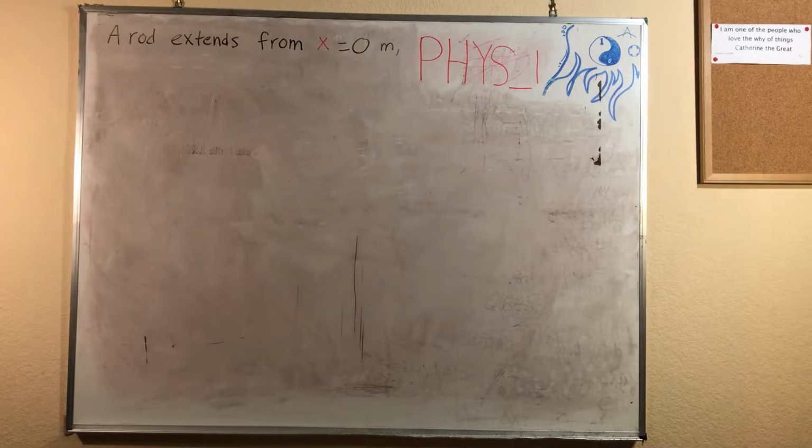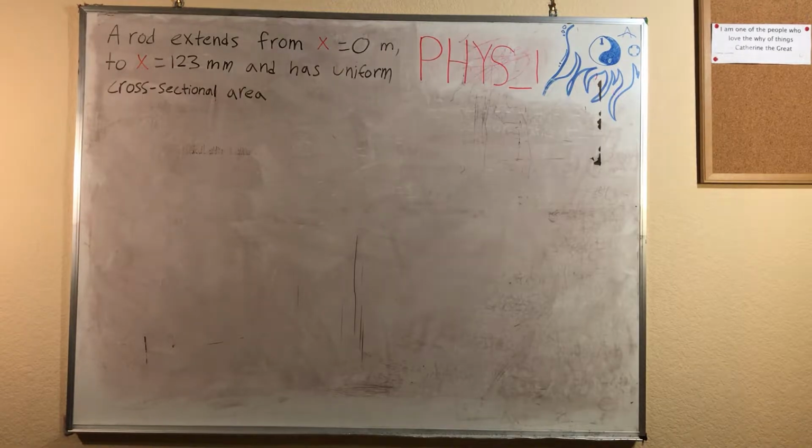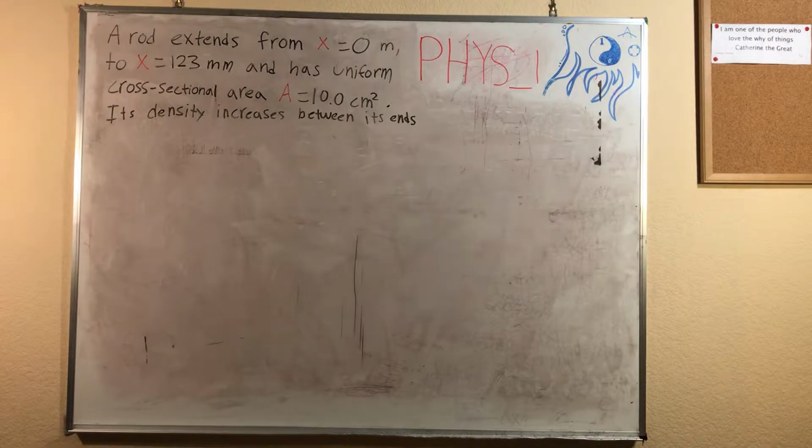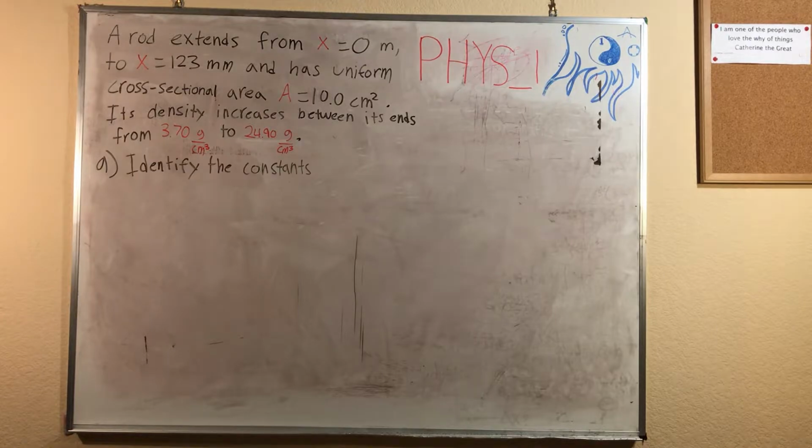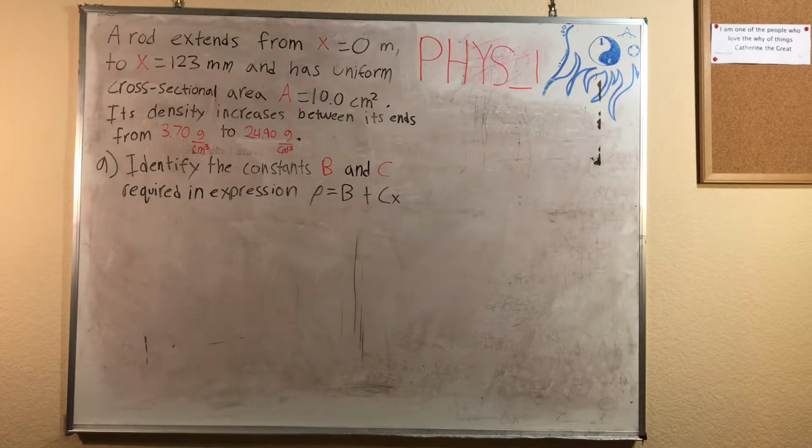A rod extends from x equals 0 meters to x equals 123 millimeters and has uniform cross-sectional area A equals 10.0 centimeters squared. Its density increases between its ends from 3.70 grams per centimeters cubed to 24.90 grams per centimeters cubed. Part A, identify the constants B and C required in the expression rho equals B plus C times x to describe the variable density.